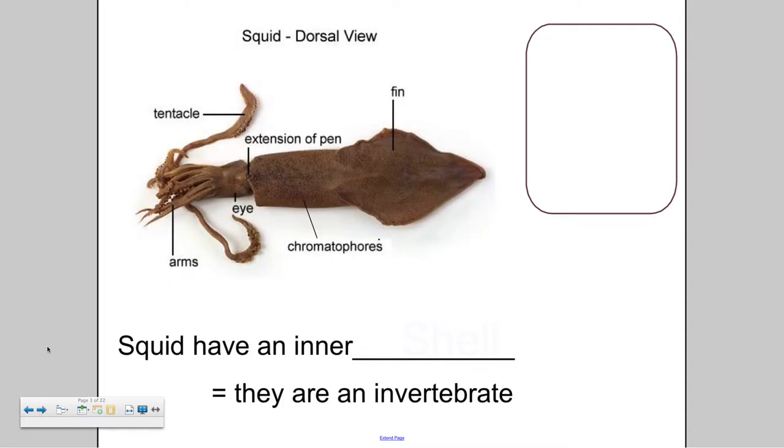Alrighty. So looking at the squid on the screen here, you will notice these are the tentacles. How many tentacles or arms does a squid have? 10. 8 arms and 2 tentacles, and they're very, very long so that they can reach out and grab things.